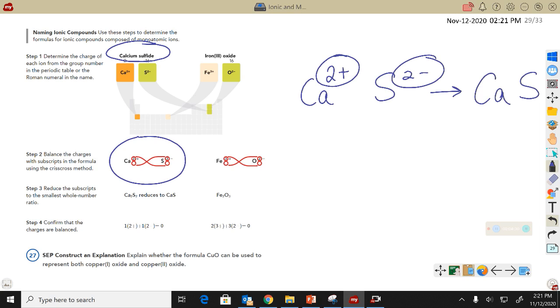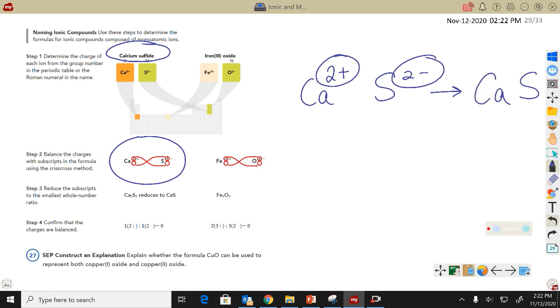So like in a formula, we never see like the little minus or plus as a subscript. So you can just crisscross the 2's. And then in an ionic formula, we always write our final answer as the simplest repeating pattern in the crystal.